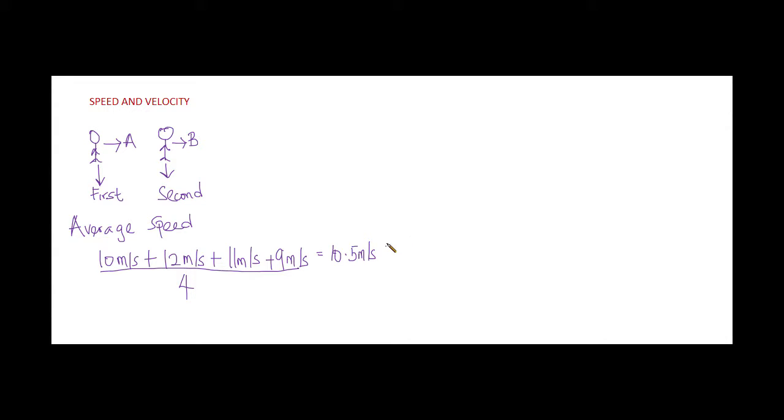So speed is defined as the rate of change of distance moved with time. So the definition of speed is the rate of change of distance moved with time. Since we have rate of change, that means we're starting from a certain position and we find ourselves at a different position. So that's when we have a change.